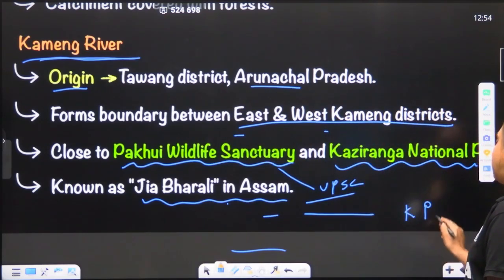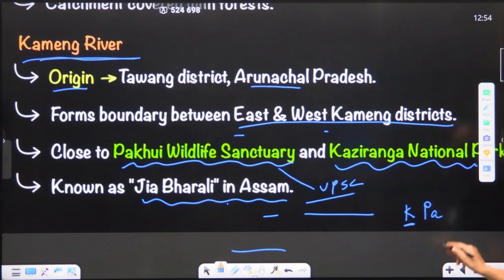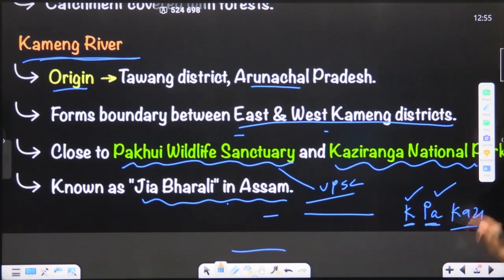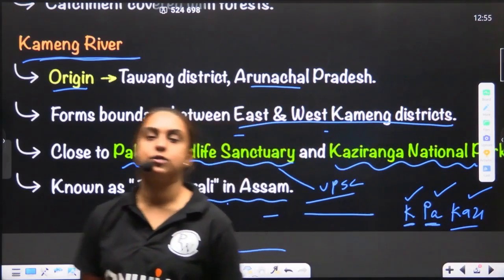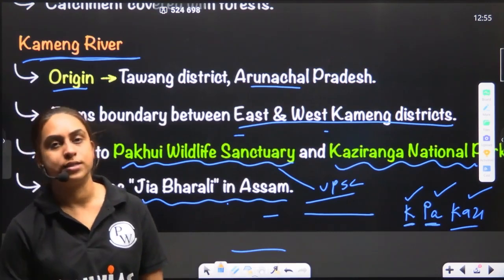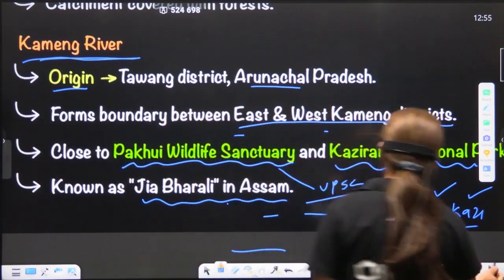So Kameng, Pakhui and Kazi. So Kameng is flowing through Pakhui, and flowing through, near Kaziranga National Park.